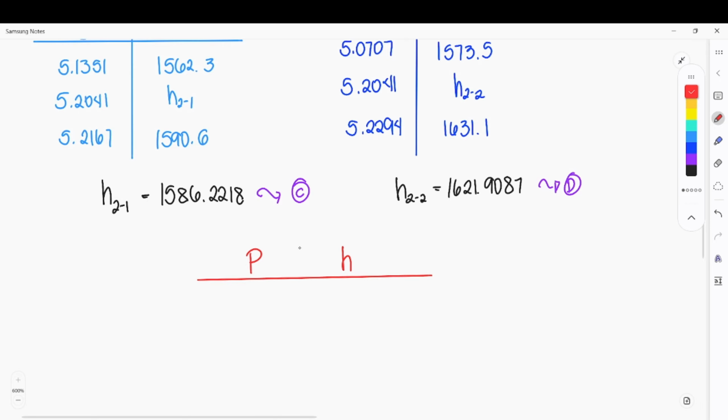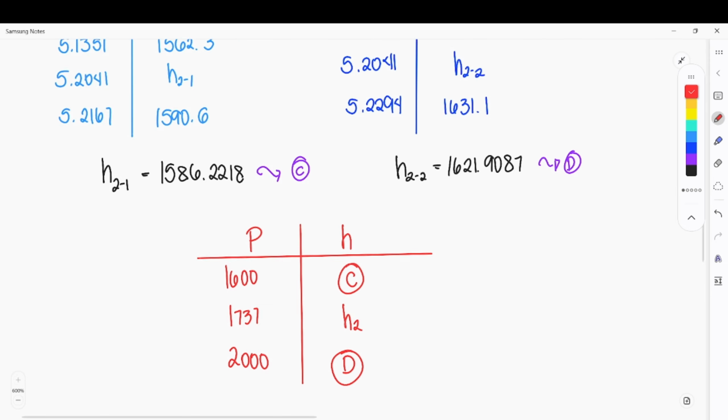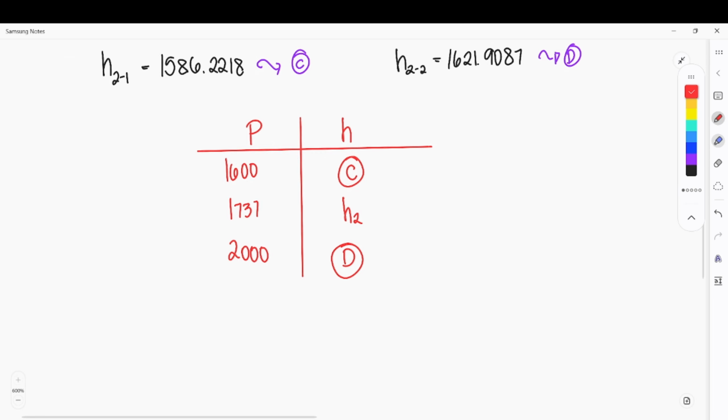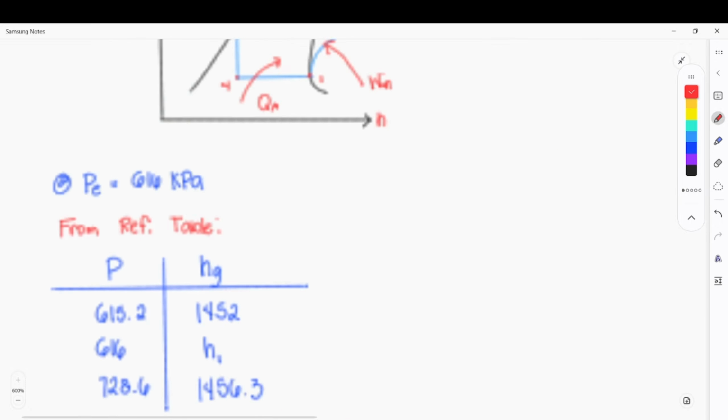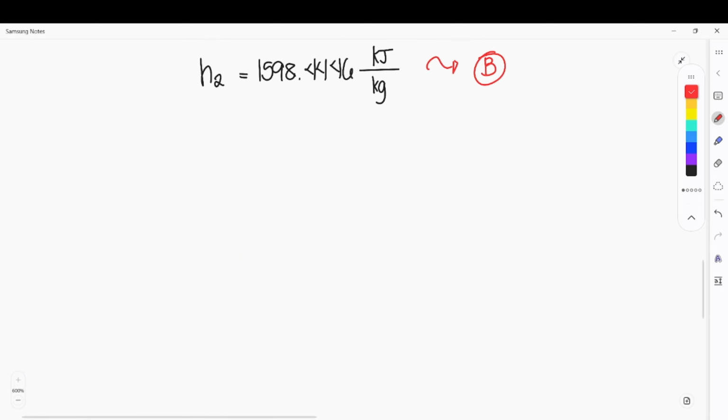And then, makukuha na natin our enthalpy at point 2 using the values we've obtained. So, kailangan natin yung enthalpy sa pressure na 1737, our H2, using your calculator, mode 3.2, interpolate, that's y hat. So, 1737 y hat will give you 1598.4446 kilojoules per kilogram. Alright, we now have our enthalpy at point 2. Isa na lang yung kailangan natin.